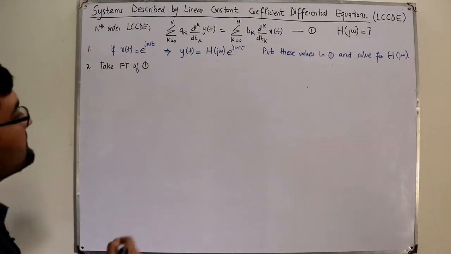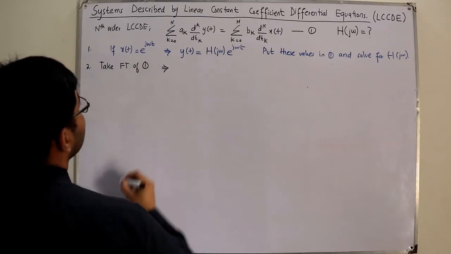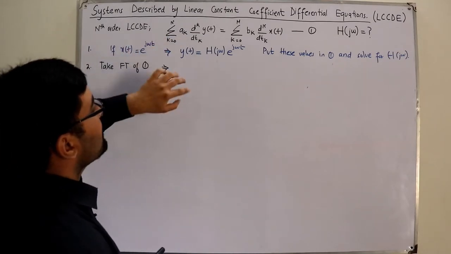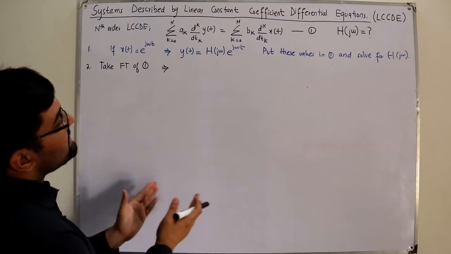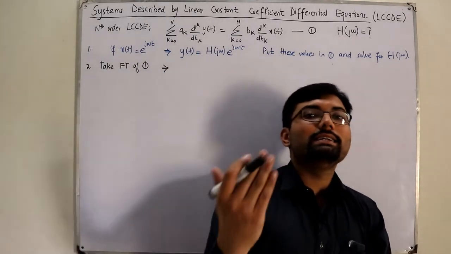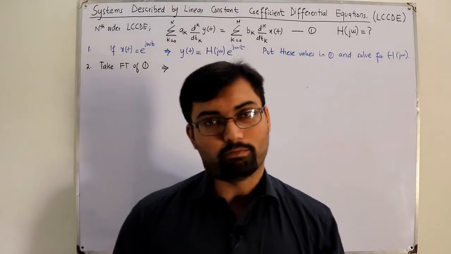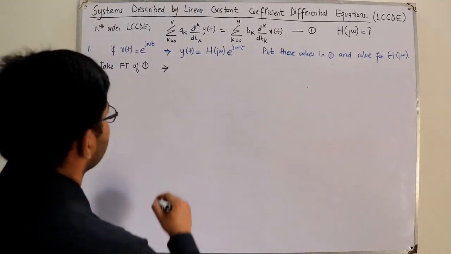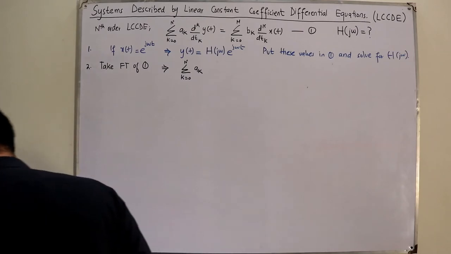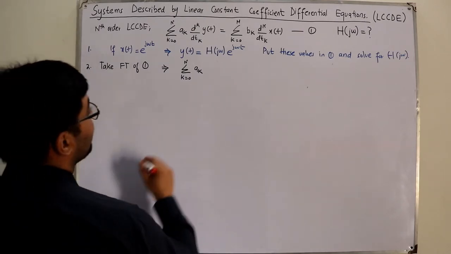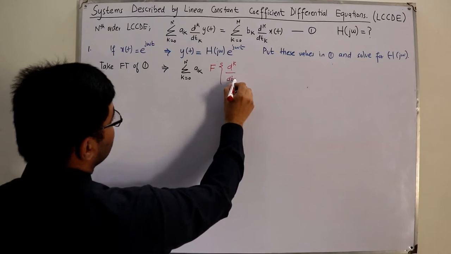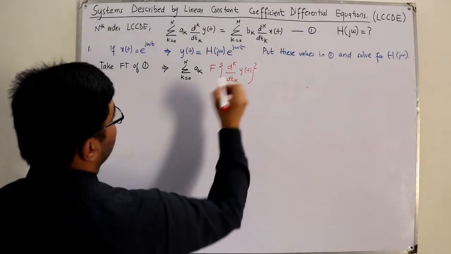So basically this means that if you take the Fourier transform, this summation would get outside, that is something clear, a_k is some constant coefficient that would get outside. The basic objective is that we would be taking the Fourier transform of this derivative so that we can apply the differentiation property of Fourier transform. That's the motive. So I take this summation outside, I write this a_k outside, and now I have the Fourier transform of what? Of this thing, the kth derivative of the output y of t.